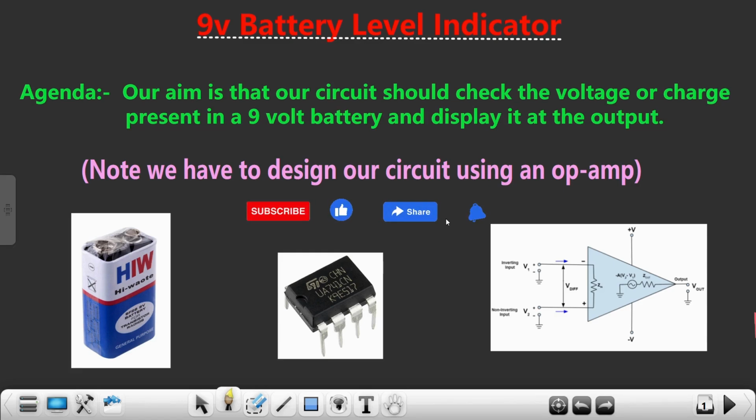We just need to check by what amount our battery is charged or by what amount our battery is being discharged. So that is our agenda. Let's read our agenda. It is clearly mentioned that our aim is that our circuit should check the voltage or charge present in a 9 volt battery and display it at the output side.